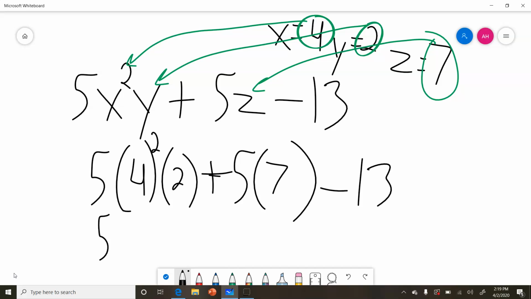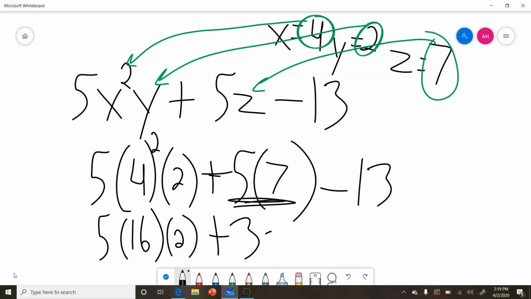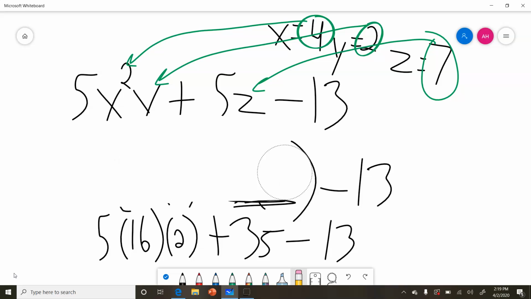Now we square this first, so we get 5 times 16, since 4 squared is 16. All of that times 2, plus we have 5 times 7, which is 35, minus 13. Okay, I'm going to clear this top part to get me some more space. So we've reduced it down there, and now we have 5 times 16.